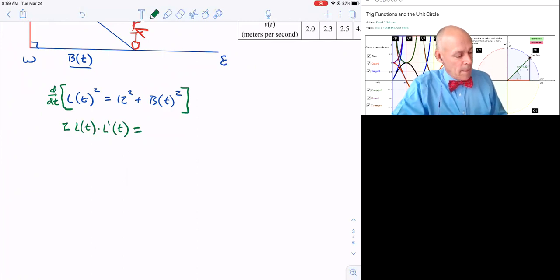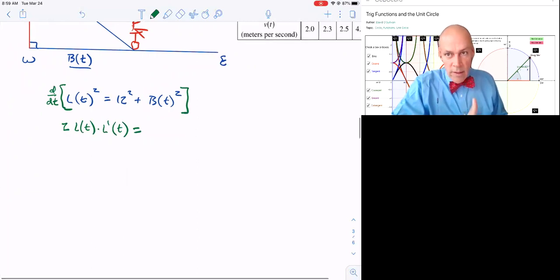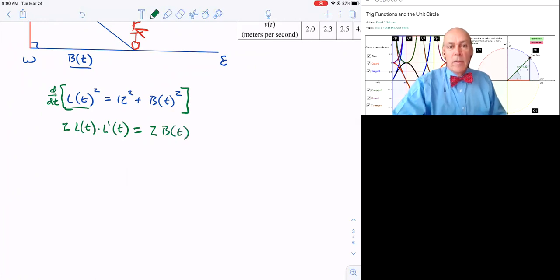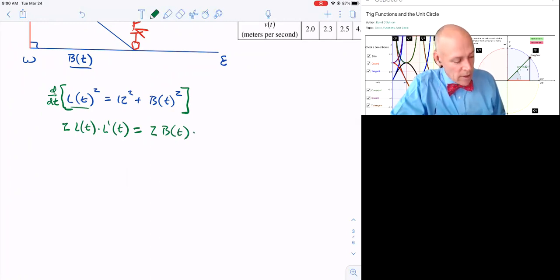And then I've got d/dt of 12 squared. Well, it's a constant, so that's going to be 0. Then d/dt of B at T squared is going to be, similar to what I had on the left side, 2 B at T. So this is the chain rule. That's the derivative of the outside function at the inside function times the derivative of the inside function, which is going to be B prime at T.